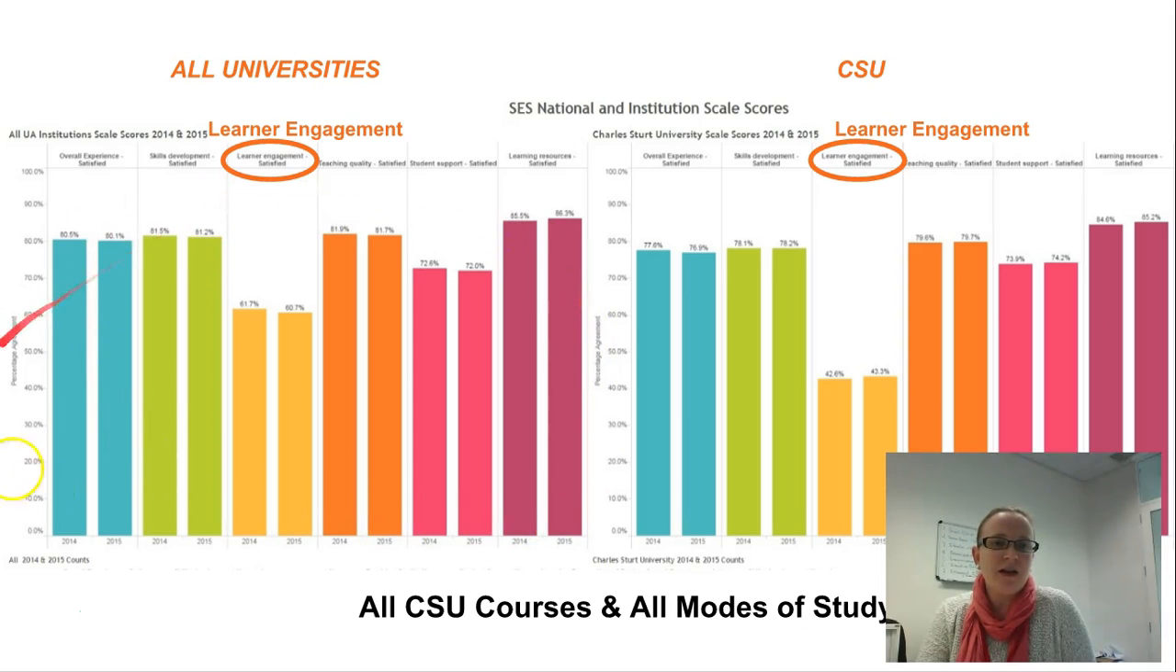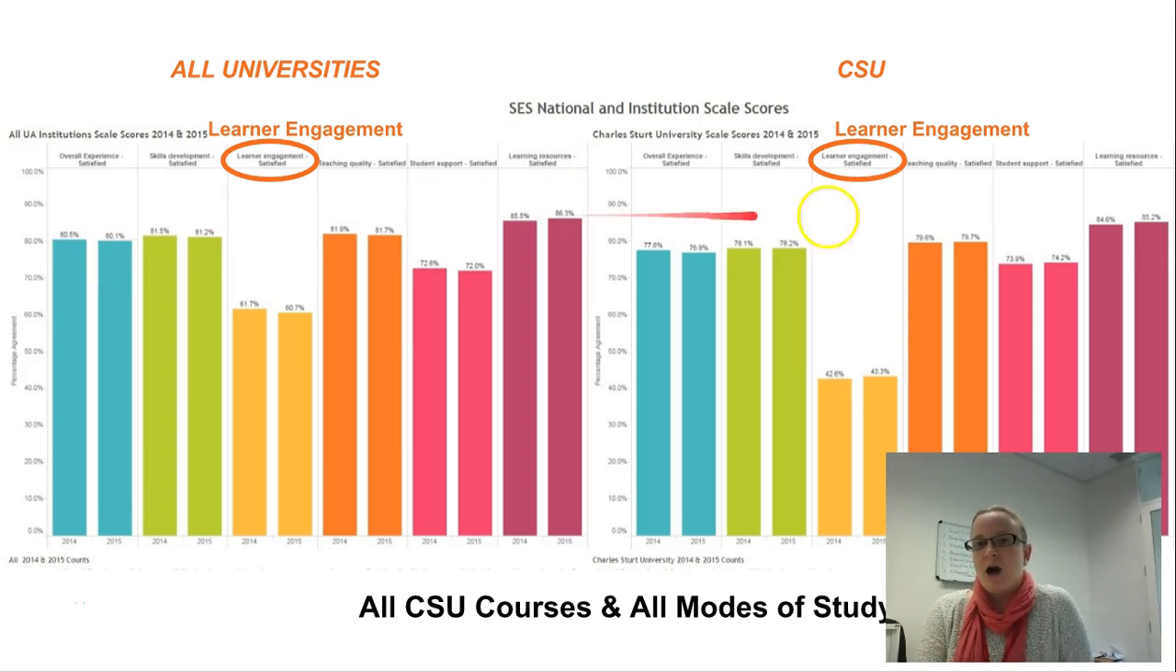On the left-hand side here, we have information for all universities. So this is the sector average on these different measures. And on the right-hand side, we have our CSU-specific data. The 2 bars represent data from 2014 and 2015, so you can see a difference, if there is one, in the data from the 2 consecutive years. And the different colours represent the different measures that students are asked about in this particular survey tool. So there's their overall experience, their skill development, learner engagement, teaching quality, student support, and learning resources.